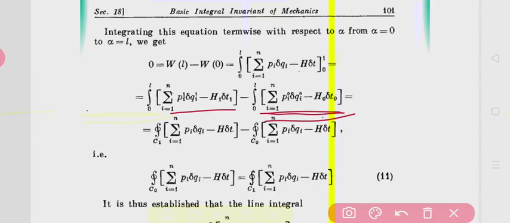I can say that this is the integral along the closed curve C1. I just say that this is the integral of this value around the closed curve C1, so the integral along the closed curve C1 of summation pi delta qi minus h delta t. And this value is the integral of this summation along the closed curve C0, the integral along C0 of summation pi delta qi minus h delta t. Now this difference is equal to 0, so that means these values will be the same.